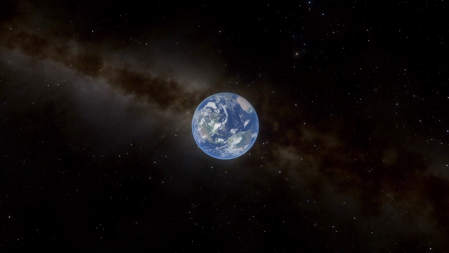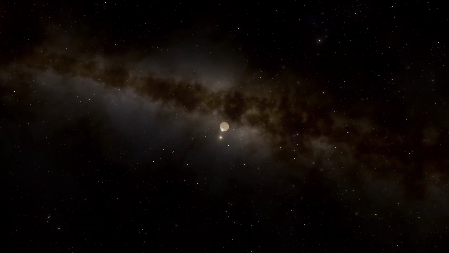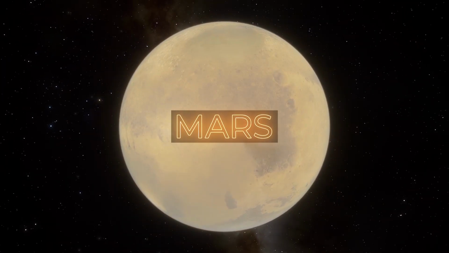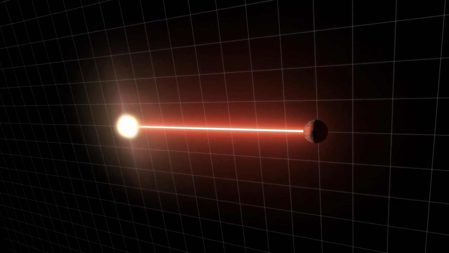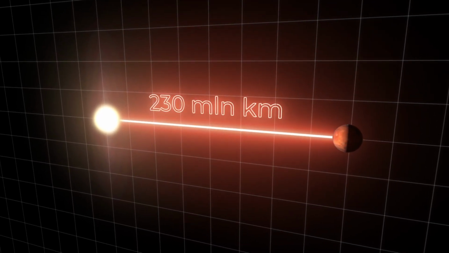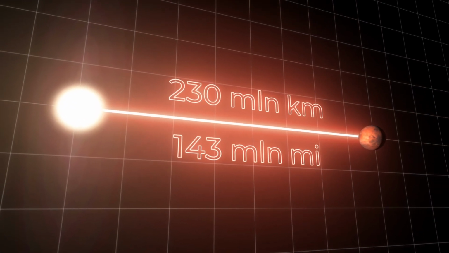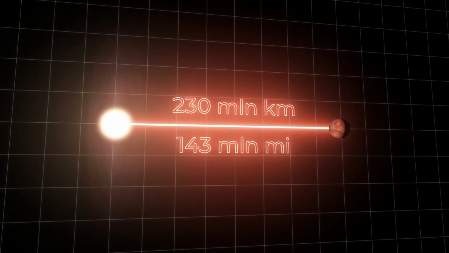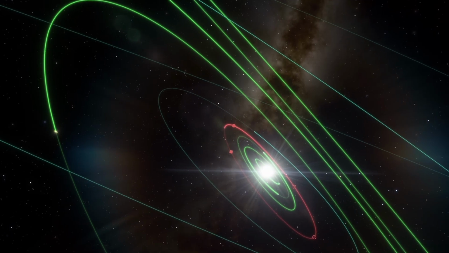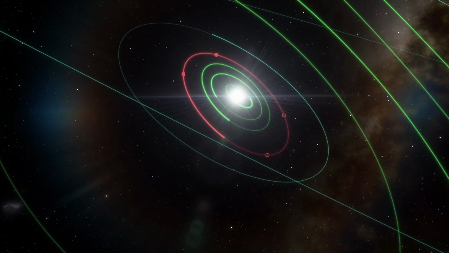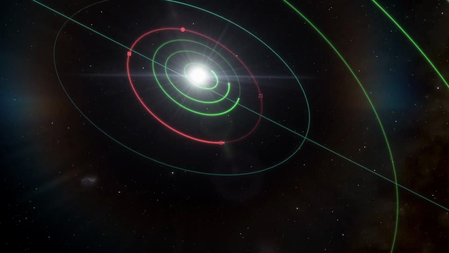So let's move on. Our next stop is a place that never fails to impress. The red planet, Mars, is located at a distance of approximately 230 million kilometers or 143 million miles from the sun. But this figure may vary slightly. Well, insignificantly by the scale of the universe, of course. But for a person, these are gigantic numbers.